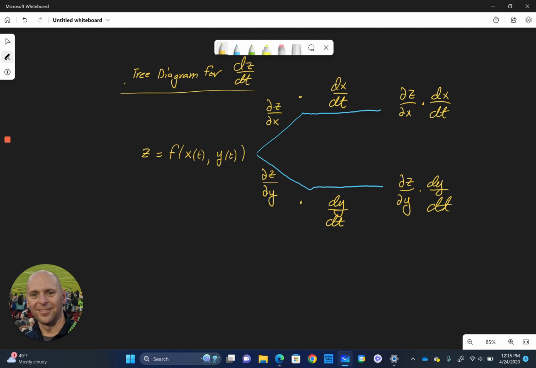And now to form the overall derivative, dz dt, we just add those two quantities together. So we get the partial of z with respect to x times dx dt plus the partial of z with respect to y times dy dt. And there we have the formula for our derivative for this particular scenario.